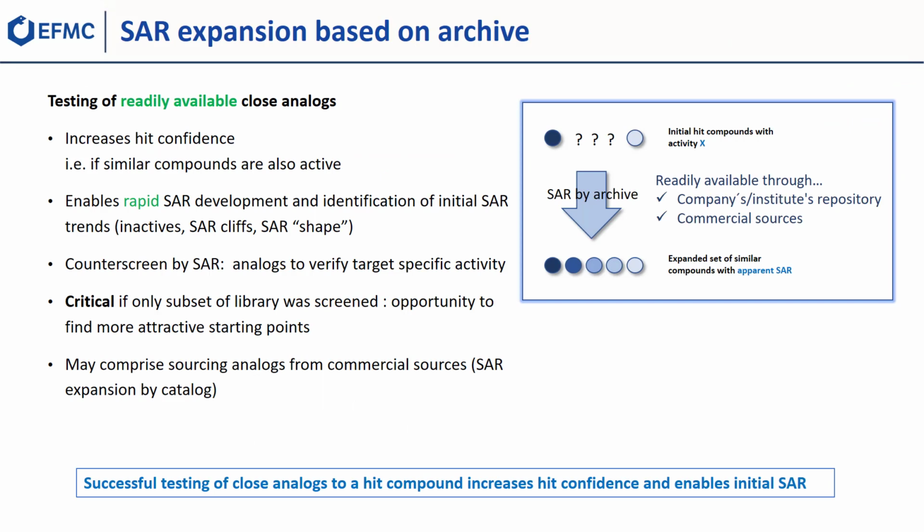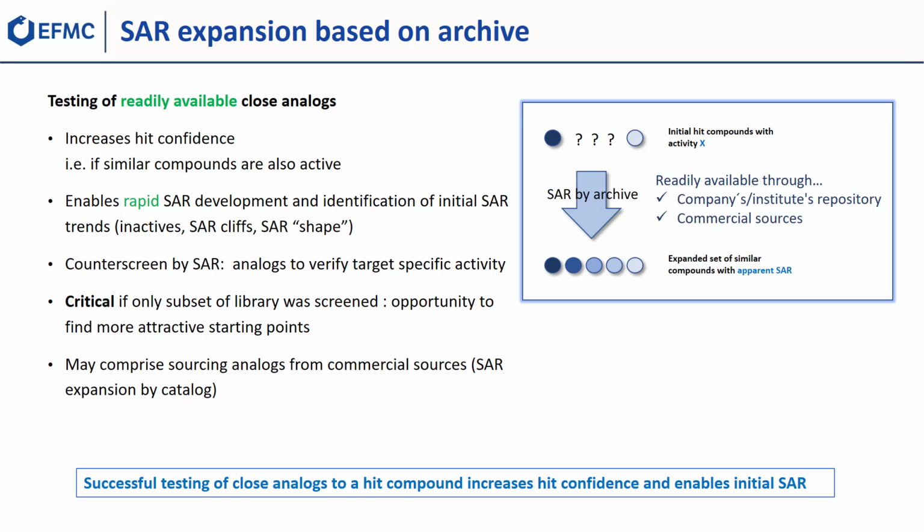Now, the last topic we would like to briefly go through is SAR expansion based on your archive, your compound archive. The idea here is to test readily available close analogs. This is extremely important and almost done by default in any screening campaign. If you screen close analogs, you will increase the confidence in the hits if similar compounds are also active. You will get initial SAR and identify initial SAR trends like inactive compounds, SAR cliffs, SAR shape. You can also use that to do a counterscreen by SAR.